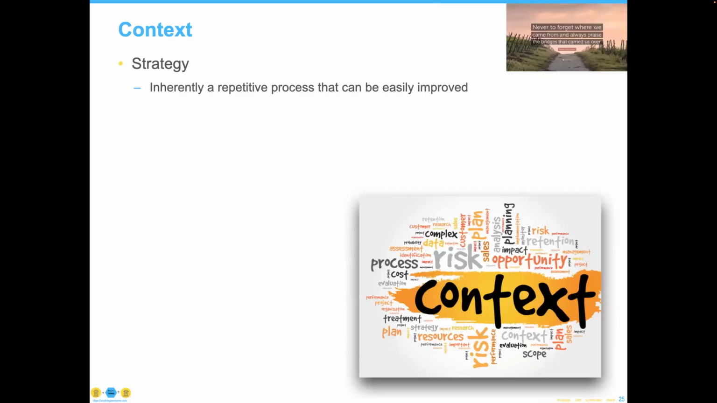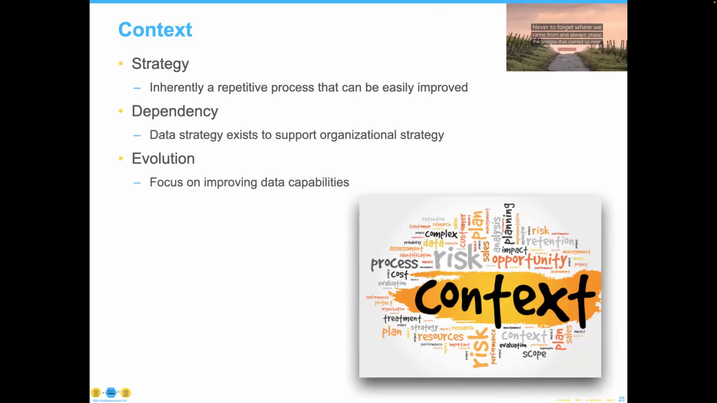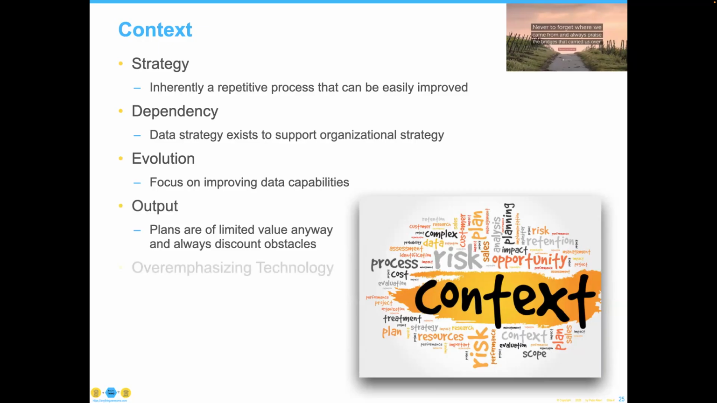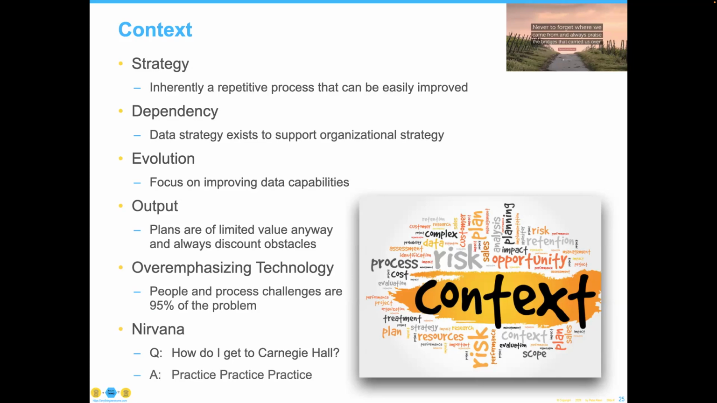Anyway, let's talk about context. Strategy is an inherently repetitive process that can be easily improved, and data strategy exists to support the organizational strategy. The focus should be not on just the data, but on improving data capabilities. The plans are of limited value, and they always discount the potential obstacles, and they tend to overemphasize technology. We know from years of research that 95% of our problems in many cases are people and process challenges, not the actual data problems.